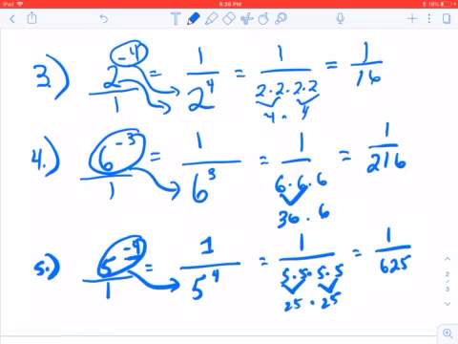Okay, so I hope this has helped you understand a little bit about negative exponents, and that negative exponents represent fractions.